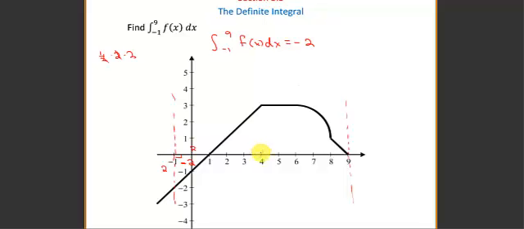Okay, then if that line continues on, we have another triangle. The base is 3, and since it has a slope of 1, the height is 3. So this area would be 1/2 times 3 times 3, that would be 9/2. And this is above the x-axis, so this would be 9/2.